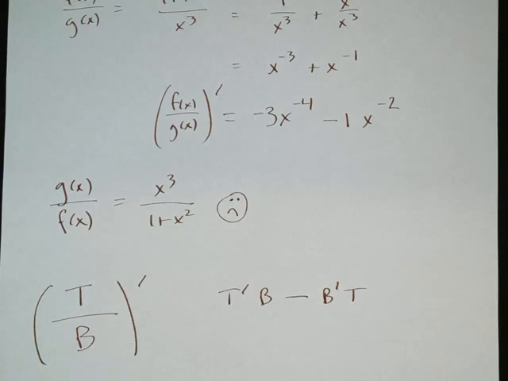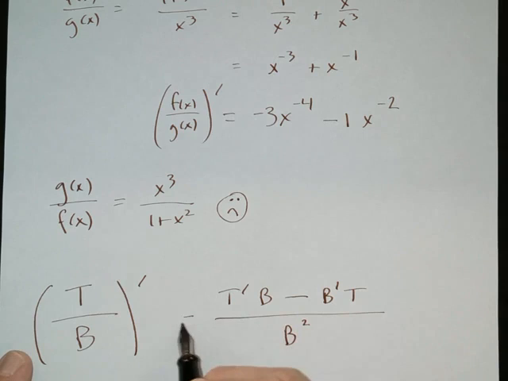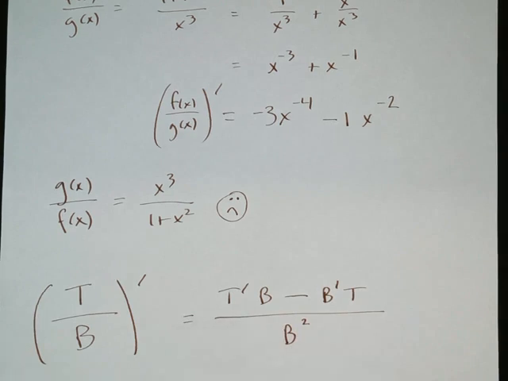But wait, there's more. If I start with dividing, I should somehow have dividing in the end. So I'm going to divide by the bottom thing squared. Notice that's not a derivative. I don't actually take the derivative on the bottom. I just leave it there squared. I promise in 3 more sections I'll be able to justify where this comes from. But for the moment, let's see how it works.